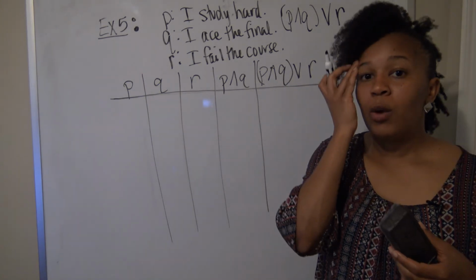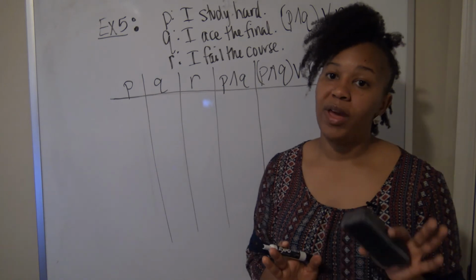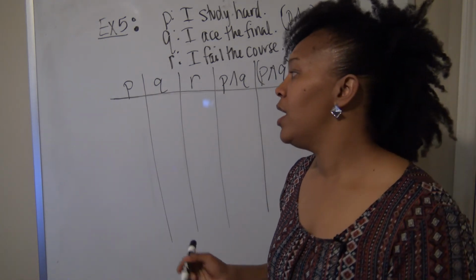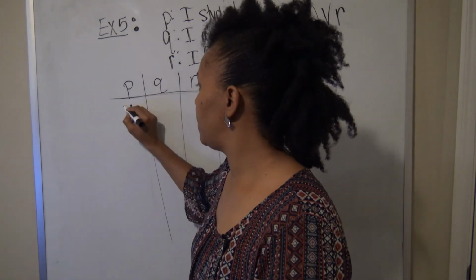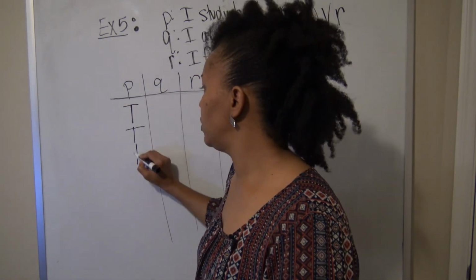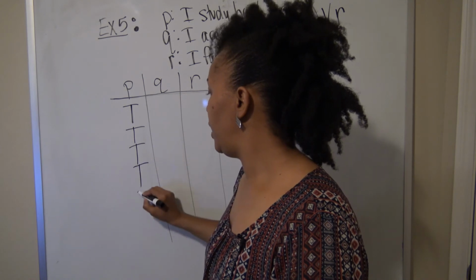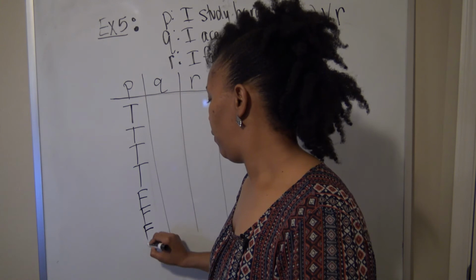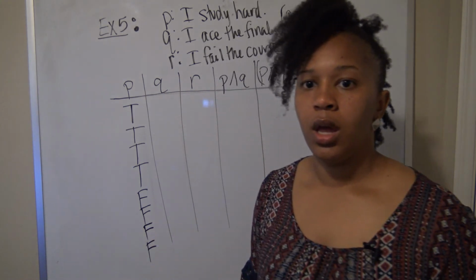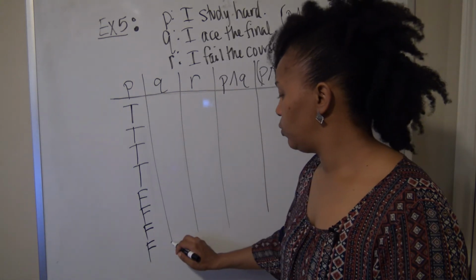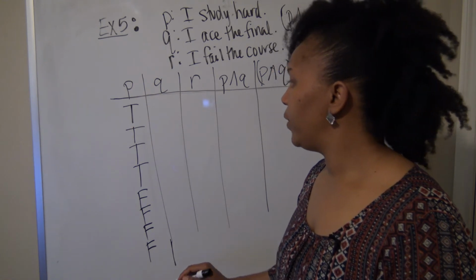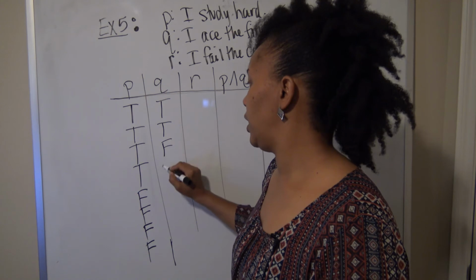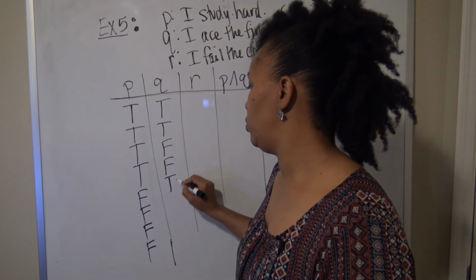All right. So now when you have 3 statements, you end up with 8 different possibilities of how those 3 statements can be true or false. And so the way you want to set it up is you're going to do 4 truths in a row for P, and then 4 falses in a row for the next ones. And then for Q, you're going to do 2 truths, 2 falses, and you're going to keep alternating like that. So you're going to alternate every 2.